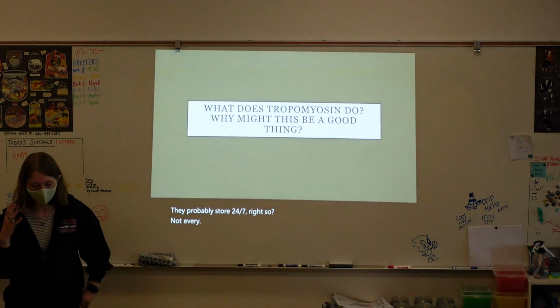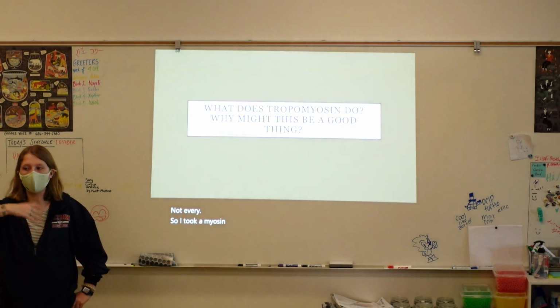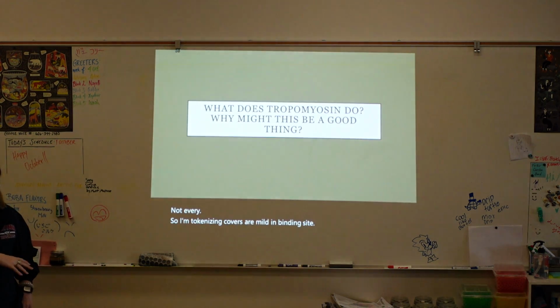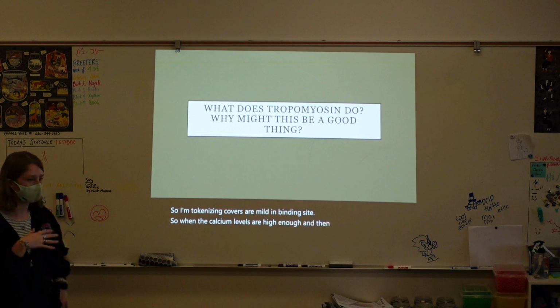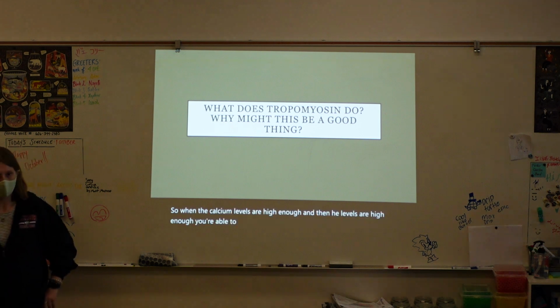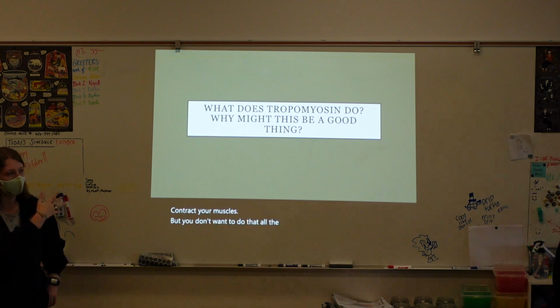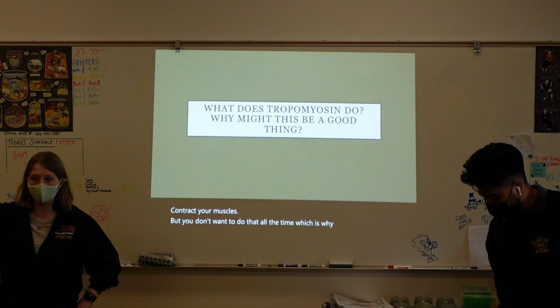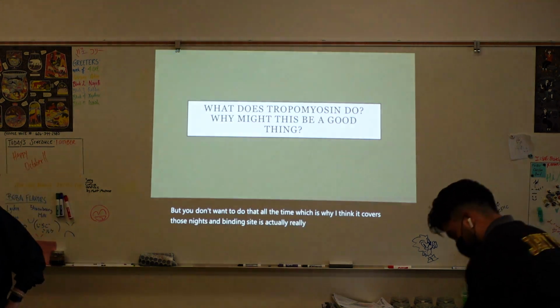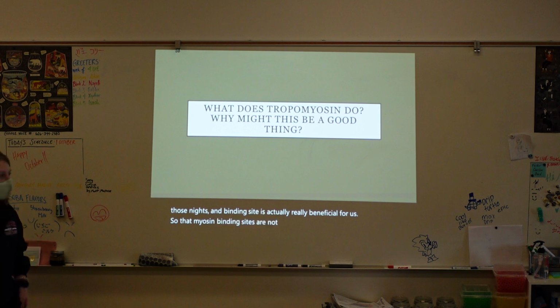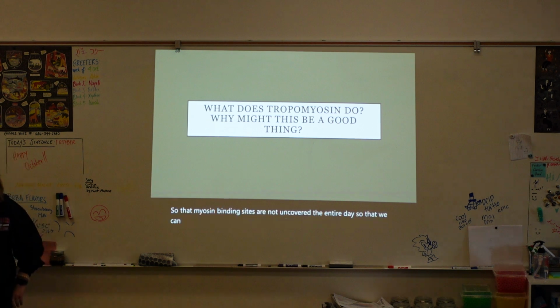So our tropomyosin covers our myosin binding sites. Now, when the calcium levels are high enough and the ATP levels are high enough, you're able to actually contract your muscles. But you don't want to do that all the time, which is why our tropomyosin, since it covers those myosin binding sites, is actually really beneficial for us. So that our myosin binding sites are not uncovered the entire day, so that we can actually have our muscles be relaxed and not contracting all the time and using up a lot of energy.